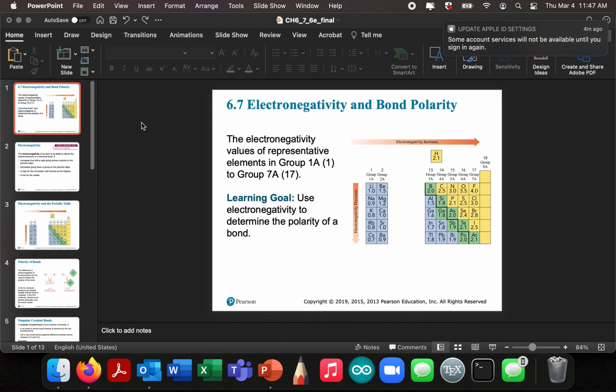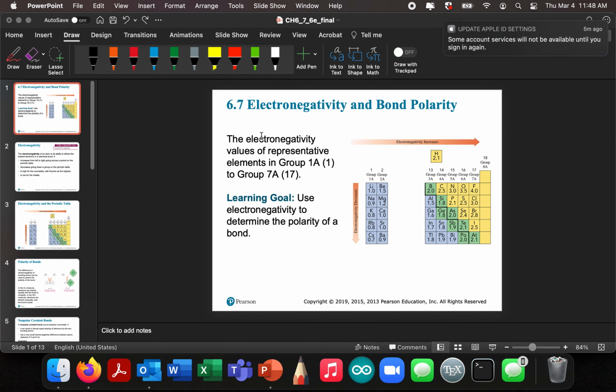About electronegativity and bond polarity. And these are important because they're going to help us predict how molecules act in particular situations, right? Really going to give us an understanding of materials. So let's start out. We're going to define electronegativity on the next slide.